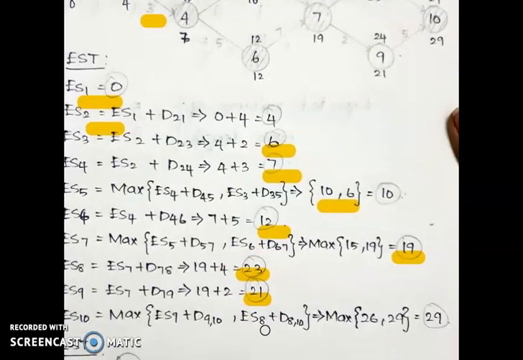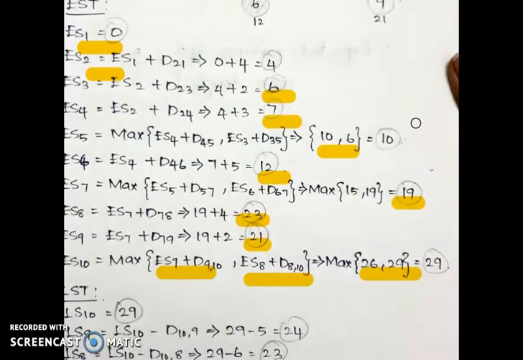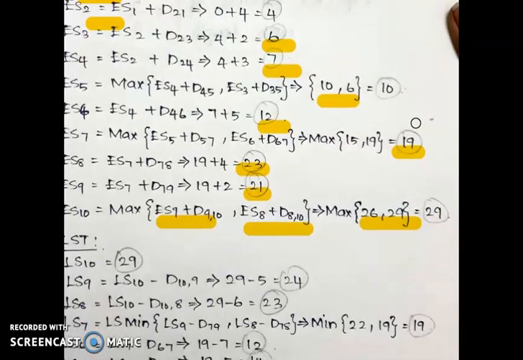ES10 again has 2 possible ways. So we take the maximum of ES9 plus D910 and ES8 plus D810. The maximum value will be 29. This 29 is considered as the LST, the latest starting time. LS10 equals 29. LS9 equals, it is a backward method, LS10 minus D.